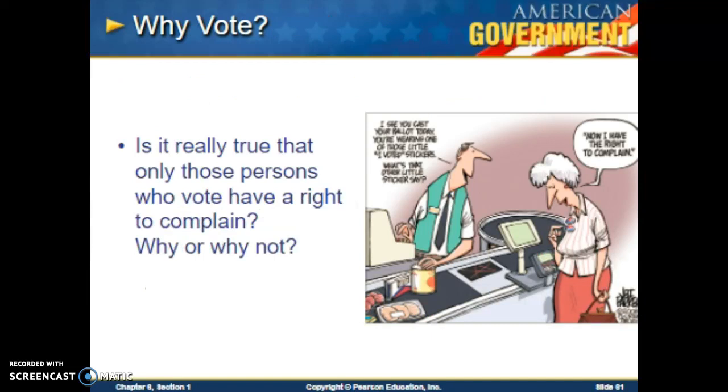So why vote? Is it really true that only those persons who vote have a right to complain? Why or why not?